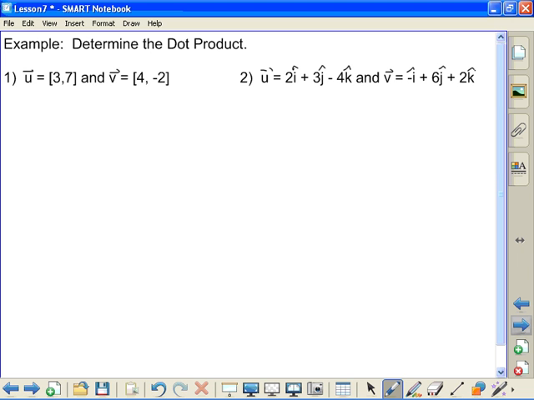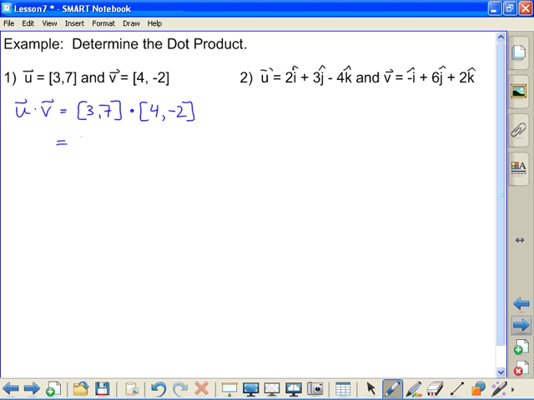So dot product. Again, all we're worried about, we're not doing a real world application yet. We are just worrying about being able to do dot product of vectors. So the first one, we want to find u dot v. That will be equal to 3, 7 dot 4, negative 2, and it's in coordinate form. It will be a scalar value. It's just going to come out to be a number.